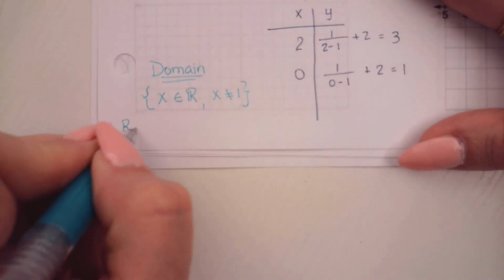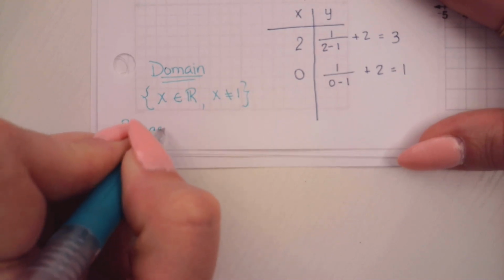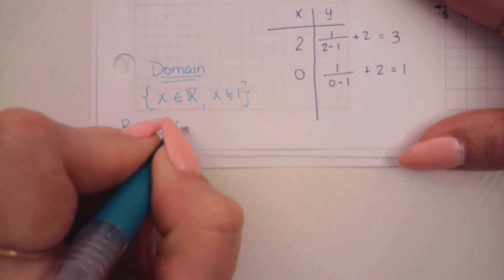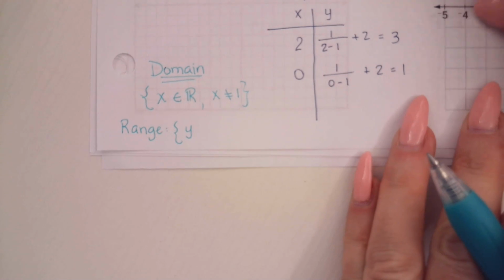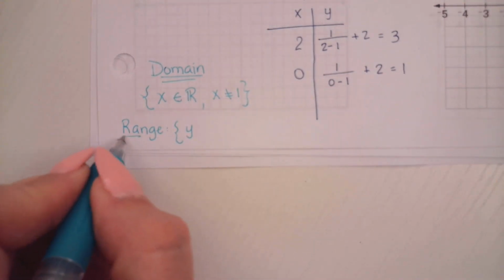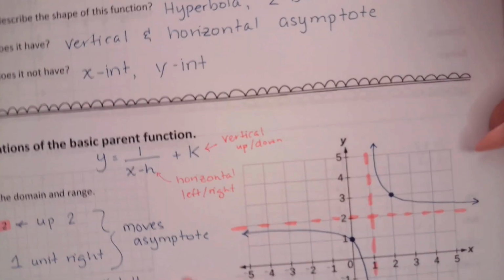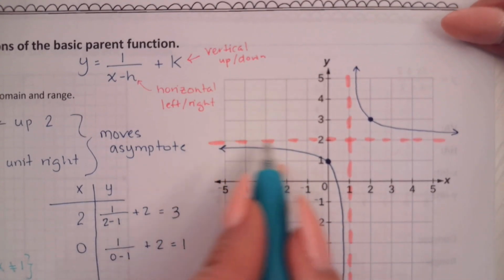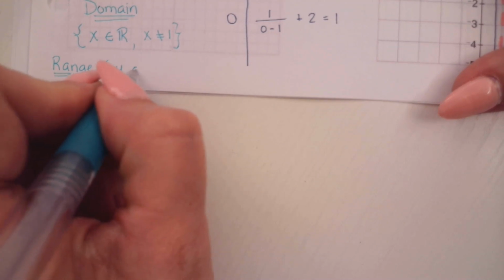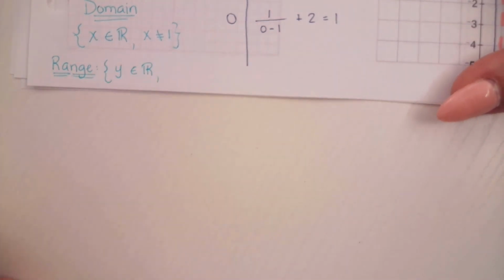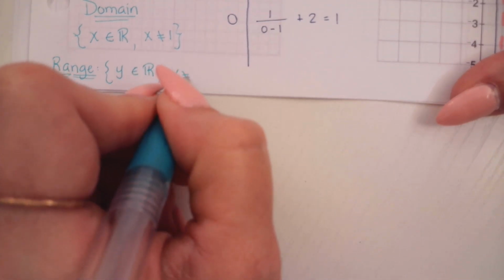Our range is similar, except range is y's. The range is also all real numbers, except for which y? 2. Very good. 2 is excluded, but every other number is included. So I'm going to say y is a real number. That's just the technical notation way, except for 2.